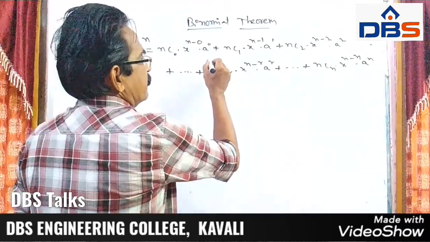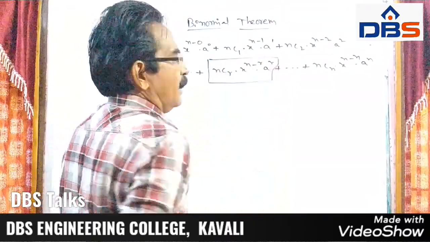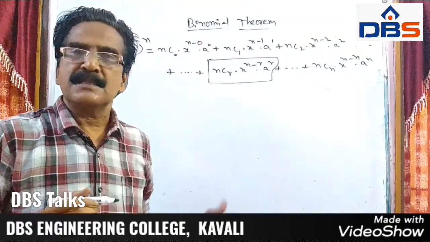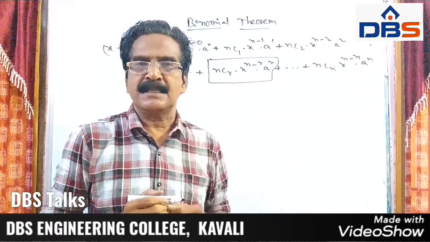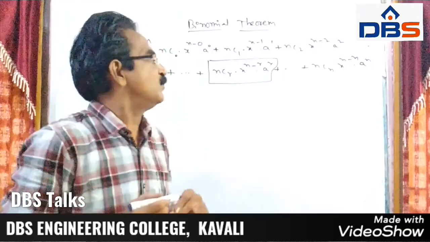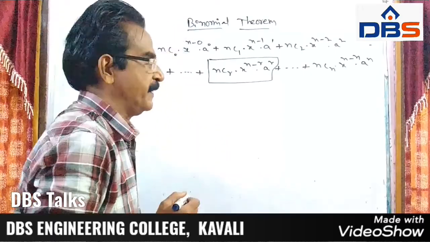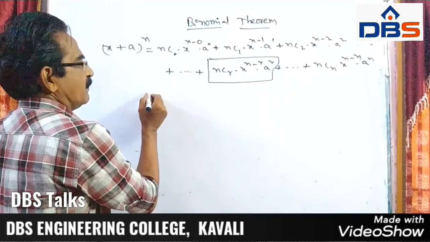and this term is called the r plus 1th term or general term of the expansion. NCR into x power n minus r into a power r is the general term of the expansion. This is called the r plus 1th term, friends.